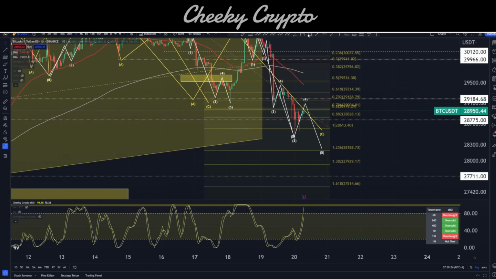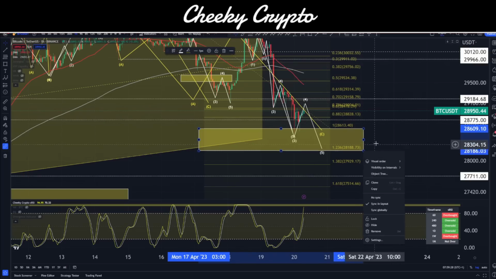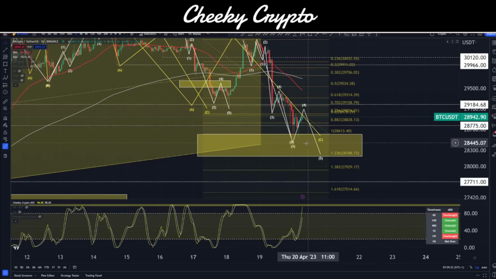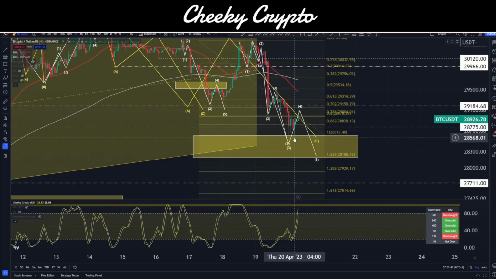Okay, we've already hit the main area. The 1-to-1 has been hit, and the 1.236 is a slight further extension to this, 28,188. So we have come down. Our low currently sits down here at $28,520 to the penny. Binance loves everything to the penny, and we can see that right in there. So we've hit the target.